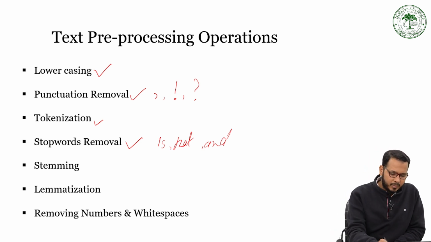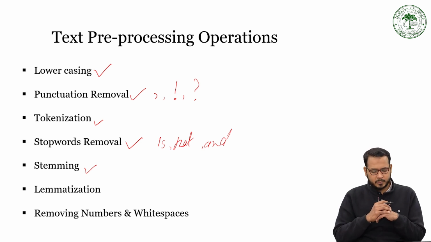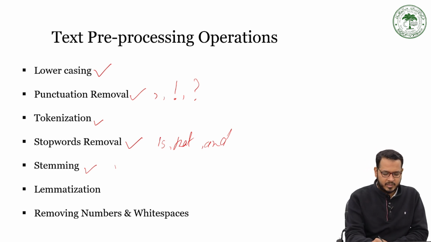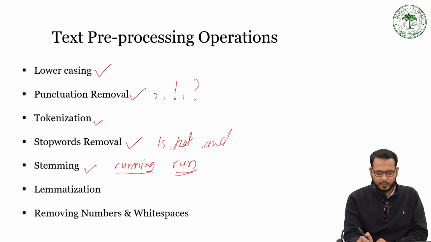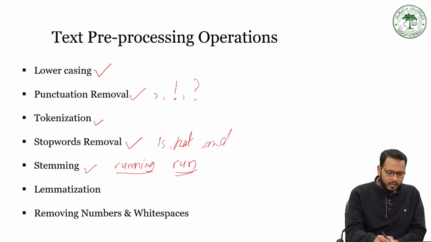Then we have stemming. Stemming means we keep the root part and we remove the suffix attached to it. So for example, if there is a word running in the text, then we just remove the ing part and keep run, because run is something that might help in decision making, but its different forms, running or ran, might not be very useful, so we remove them.